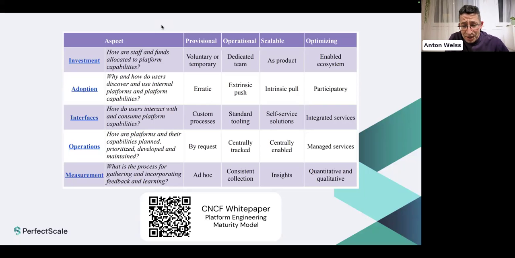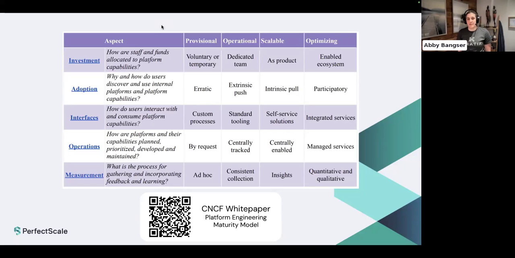And some are saying they haven't started yet, and nobody said they're at optimizing stage yet, and only 9% are at scalable. So yeah, we still have a long way to go. And that maps with, I think, a couple things. So first of all, that maps with my experience in the working group.